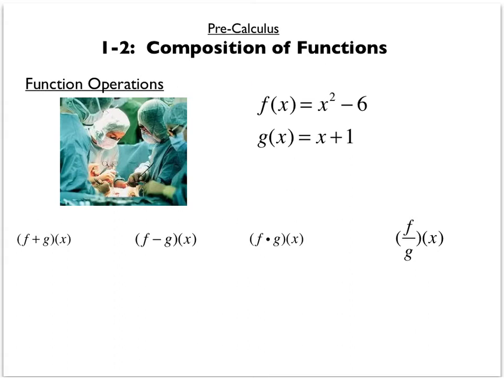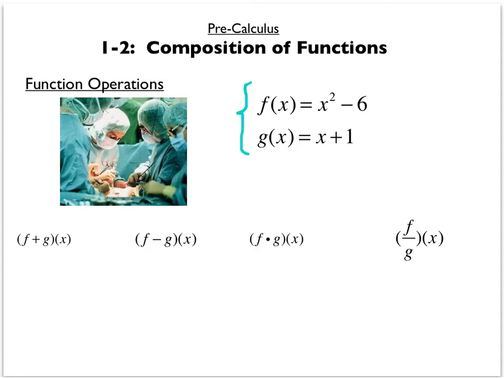Here are my two functions I'm going to look at, f of x and g of x. And this notation here that we're going to look at, the first one, f plus g of x, as you might expect, all we're really going to do is add these functions together. And so I look for like terms. On my two functions here, I don't really have like terms except for my two numbers, or my two constants. So those are the ones I can put together.